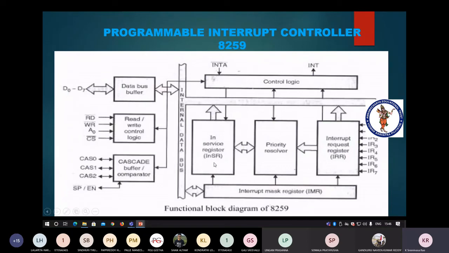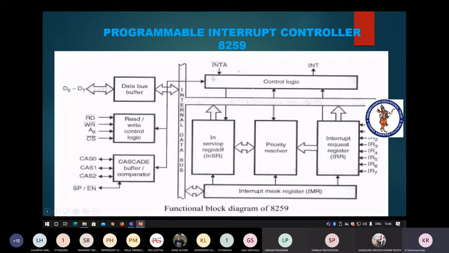Next, the in-service register. The in-service register is also an 8-bit register. The name itself says it: among the 8 interrupt requests, only one interrupt source is in service. We have 8 interrupt sources, but among them we are providing the service only for one. That one piece of information you have to store here in the in-service register.